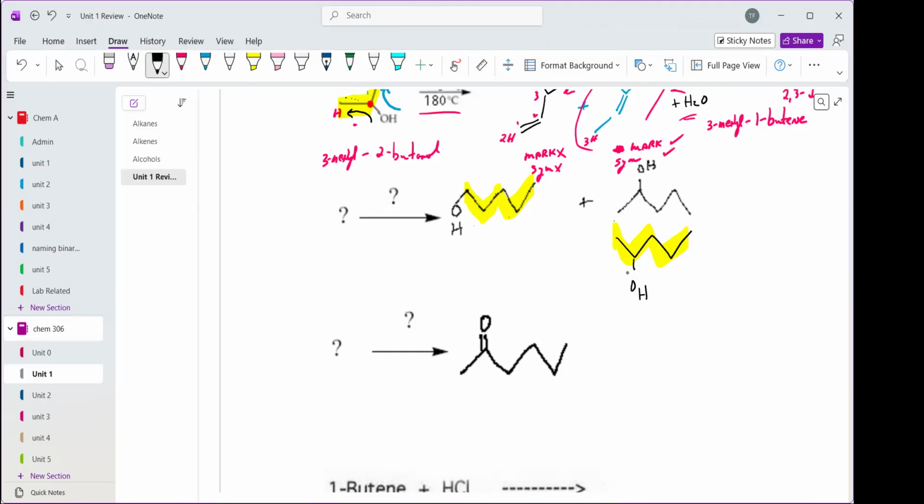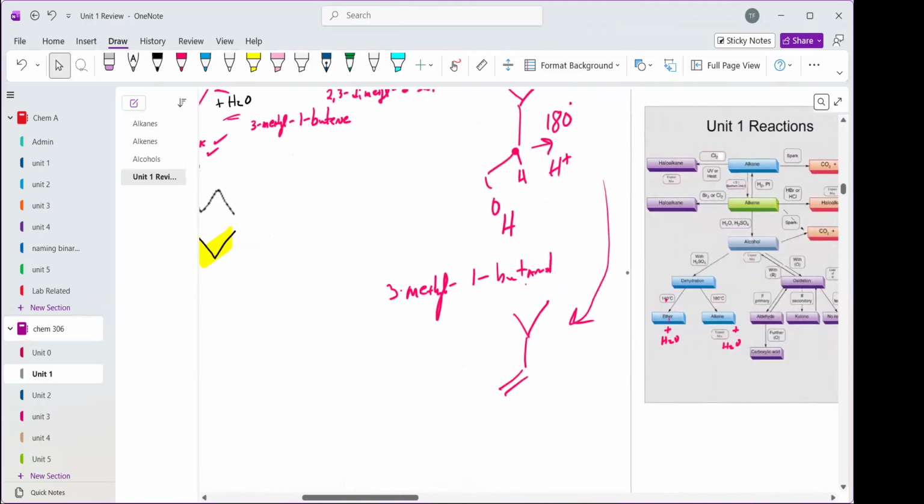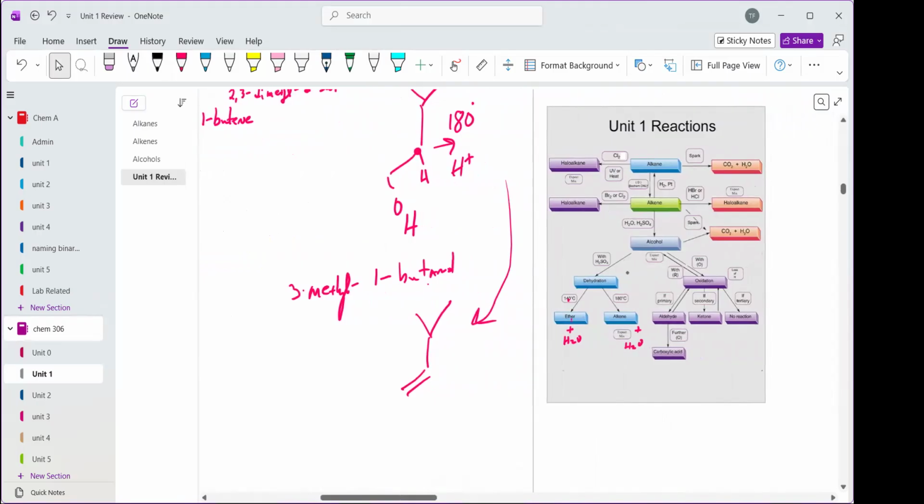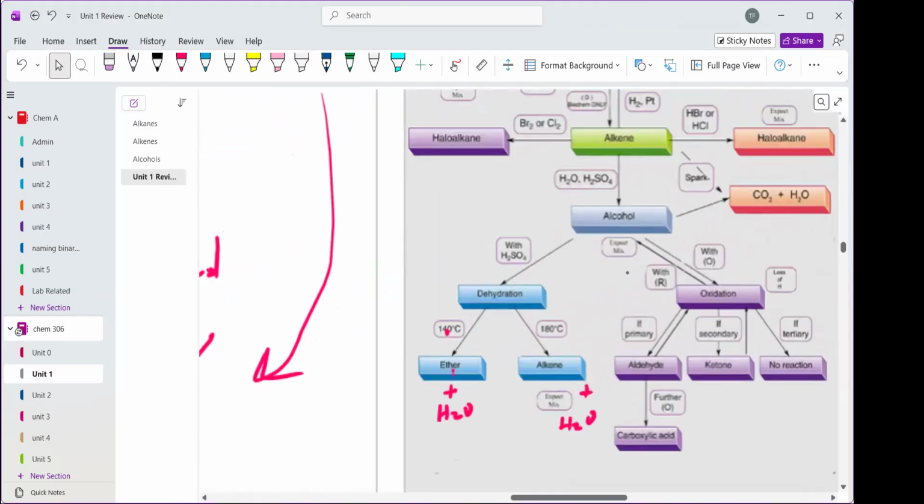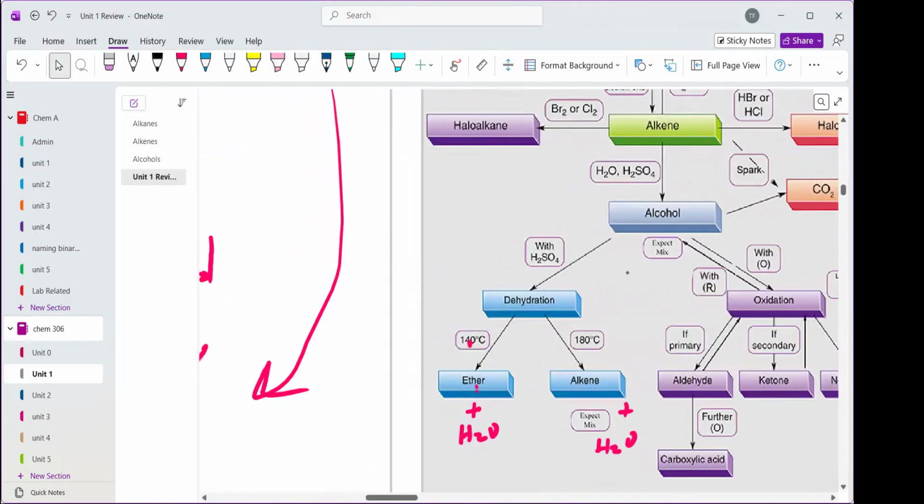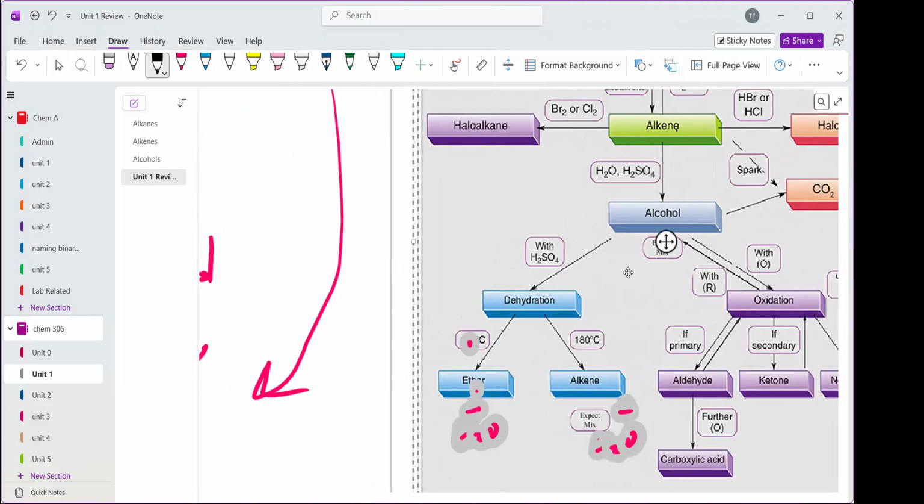Okay, bottom line is, after the reaction, we had a mixture. So let's go to our flow chart. And what produces alcohols? Well, we start with an alkene. We can get an alcohol by adding water across the double bond. So this is the reaction we're going to be using here.